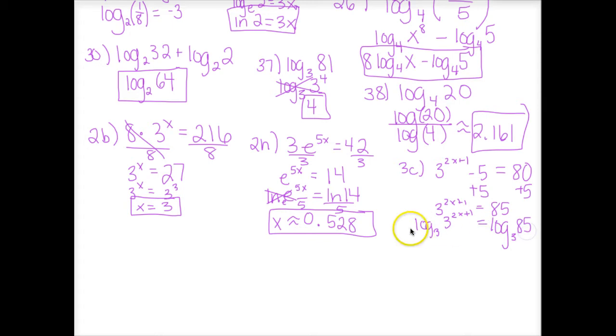Make sure you remember to take it on both sides. You can't change one side of the equation without doing the same thing to the other. So these will then cancel, and I've just got 2x plus 1 equals log base 3 of 85, which is approximately 4.0438. So then subtract 1.